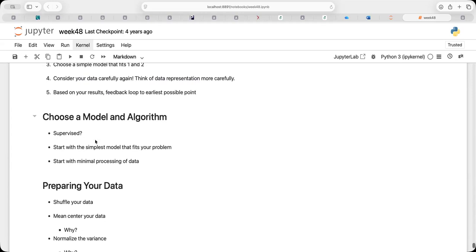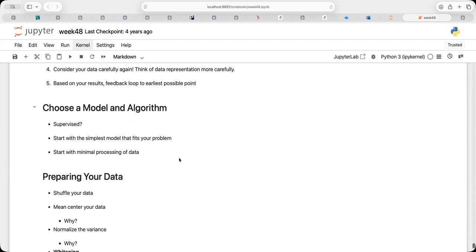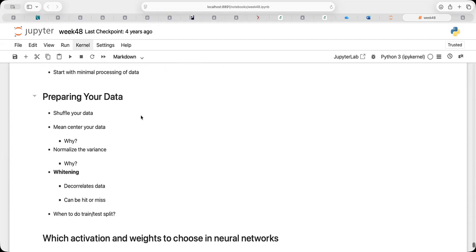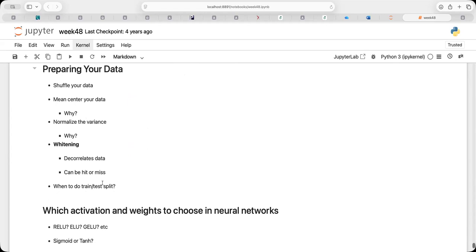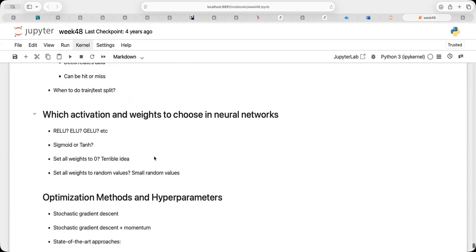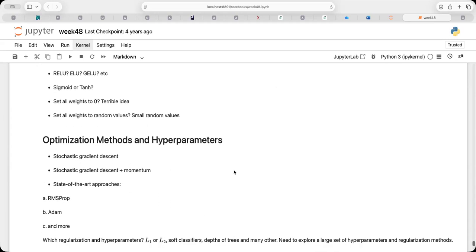Then you choose an algorithm, whether it's supervised, and you start with the simplest model that fits your problem, and then you start with minimal processing of data. Then you have to shuffle your data, mean center your data, normalize the variance, decorrelate data, etc. These are things which we have discussed. Which activation function? Should you set all weights to 0? That's a terrible idea. Set all weights to random values.